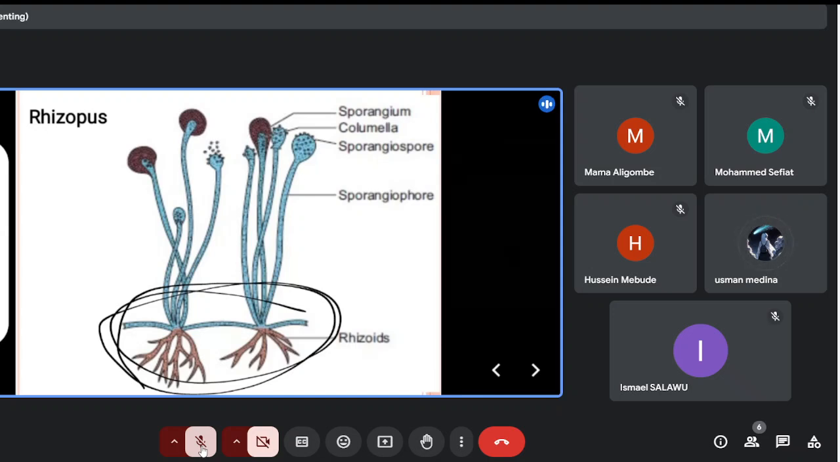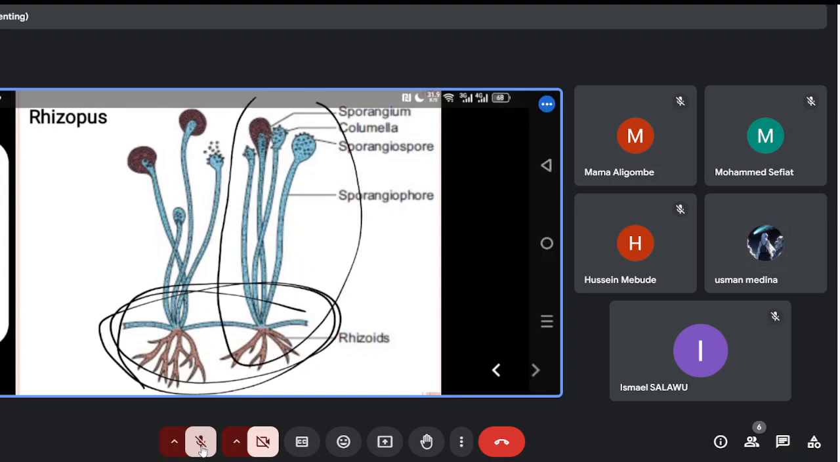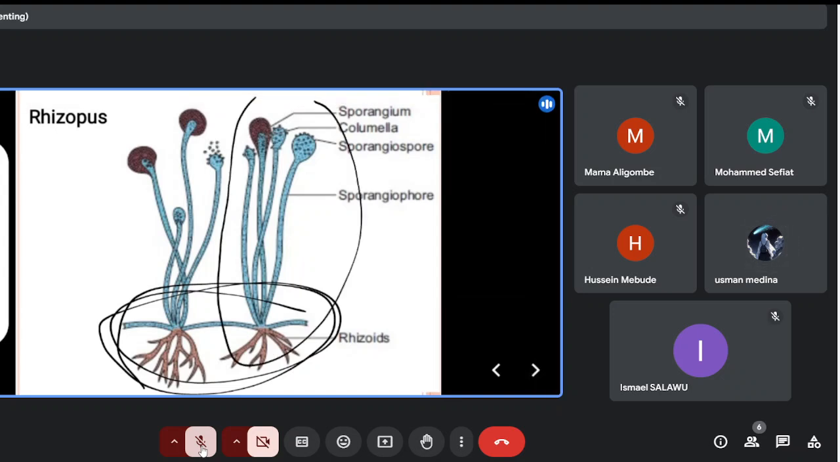I said it is very important that you are able to recognize, identify or label, because you could see questions where this diagram would be provided and you would be required to identify the labeled parts. So the part that looks like the stem is known to be the sporangiophore. The part that is likened to the capsule in mosses is known to be the sporangium. This egg part is known to be the sporangium.